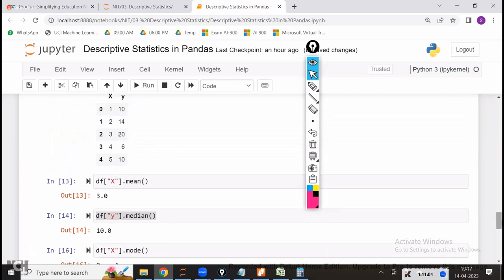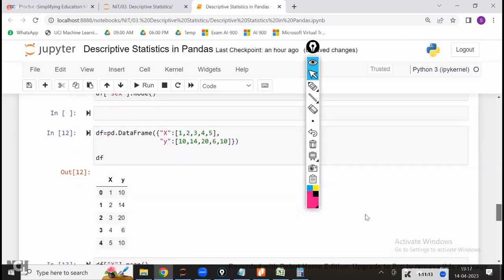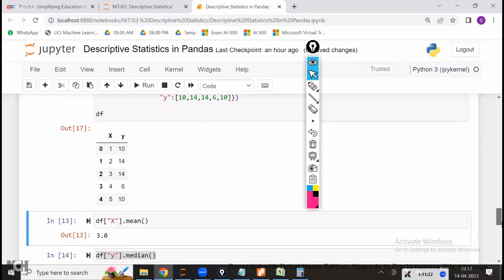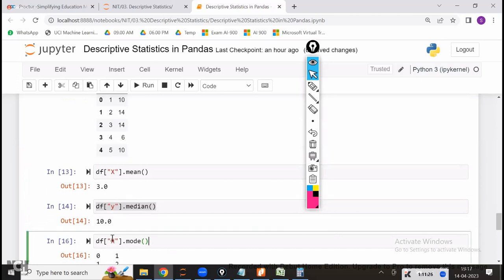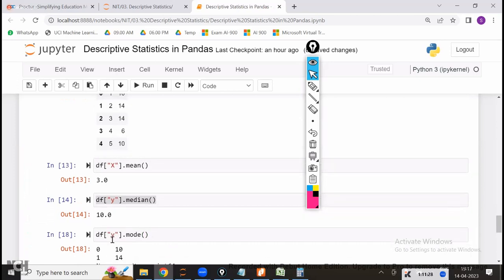So here nothing was repeated. If at least one of them is repeated a second time, then only it is going to be selected. For example, let us assume like this: 10, 10 and one more, take 14, 14. Now 10, 10 is there, 14, 14 is there. Now what is the mode? 10 and 14, both are the modes, right? Now let us ask the same question. If I ask df of y dot mode, I'll get 10 and 14, both of them. Is that clear? I will check like this.